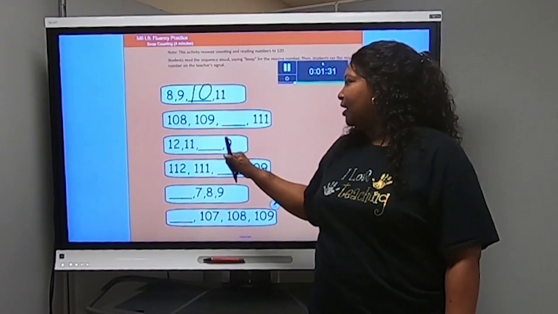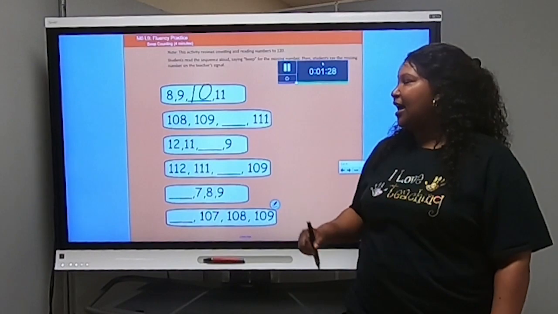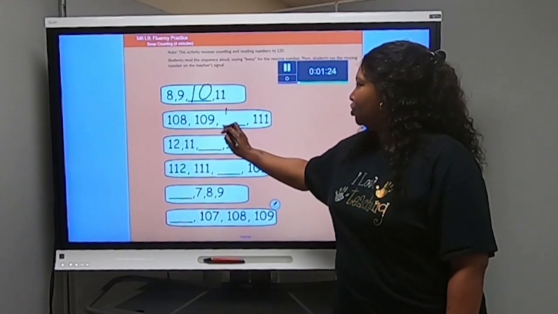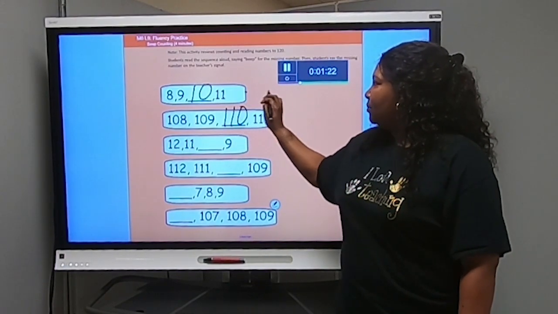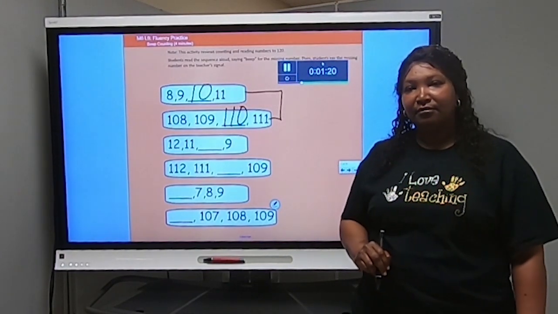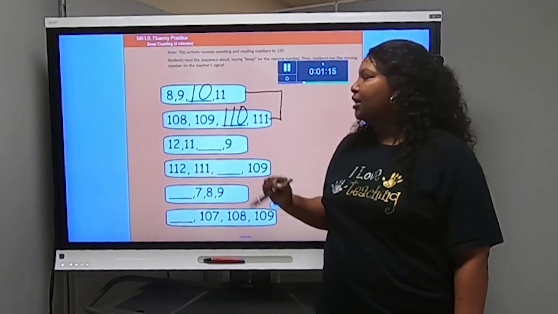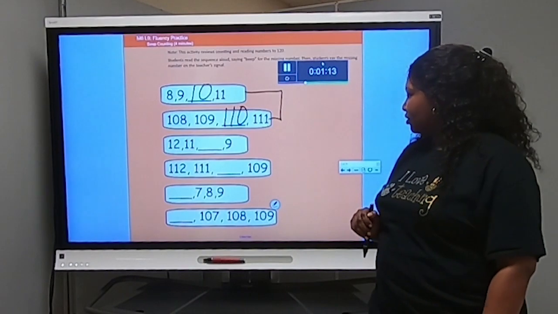108, 109, beat, 111, 110. Good job. What do you notice about these two sequences? The numbers are going up in the ones place. Exactly. You're doing a great job.